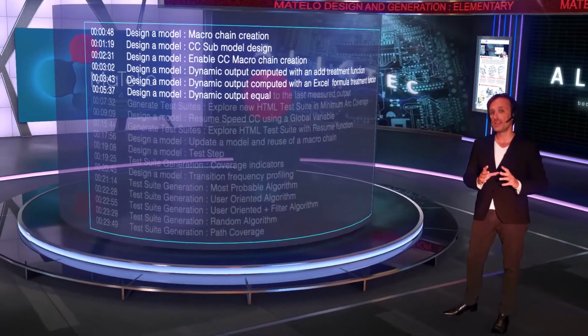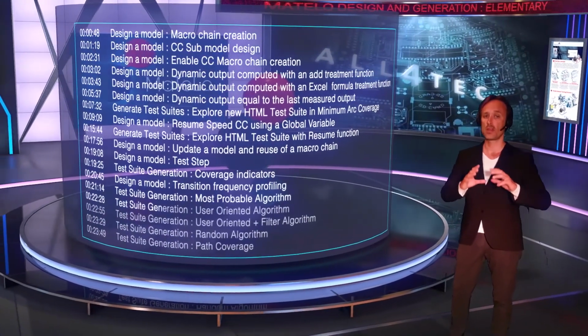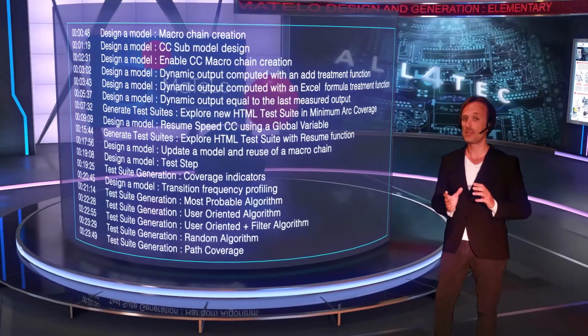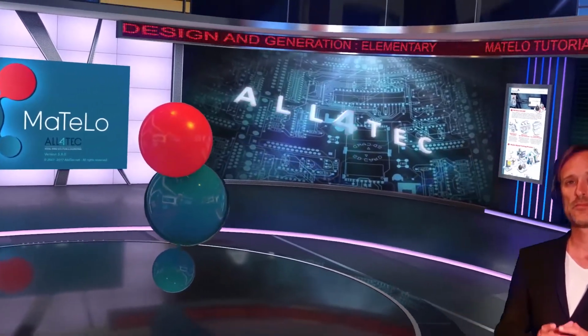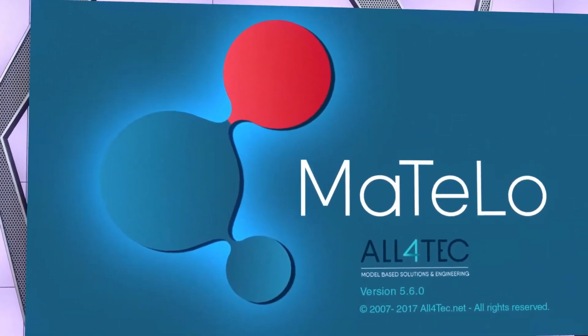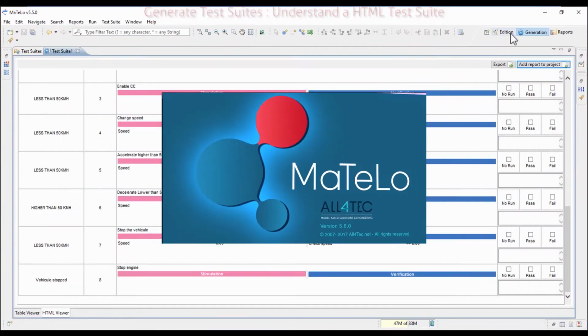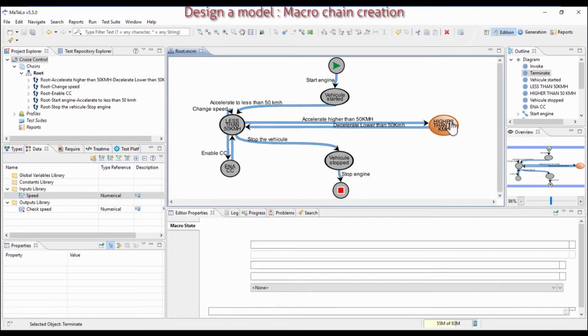You are going to update the model you designed in Session 1 and learn how to create subchains, dynamic calculated data and explore all MaTeLo generation algorithms. We go back to Edition View to continue the design.